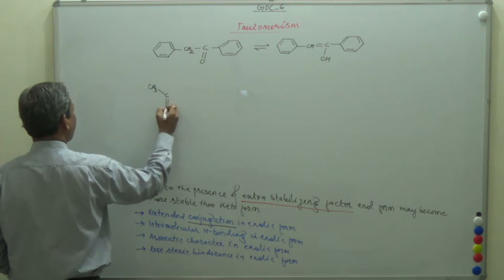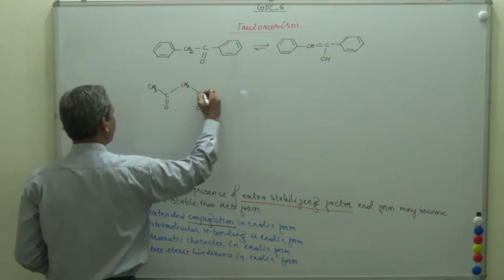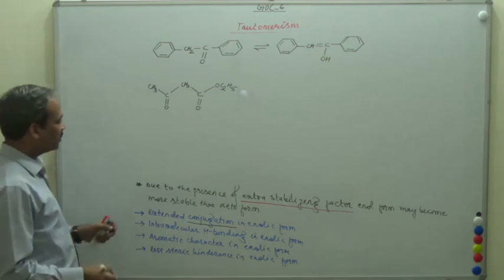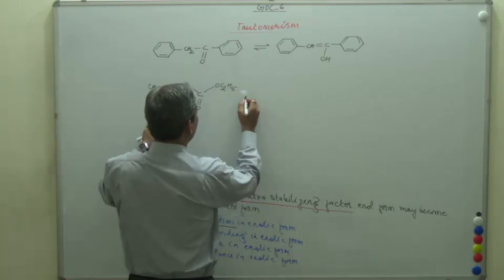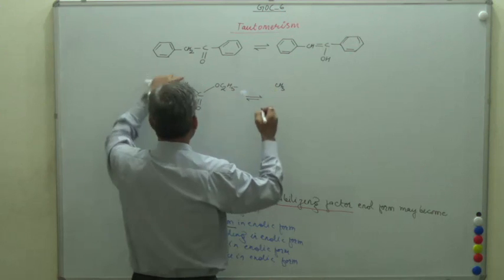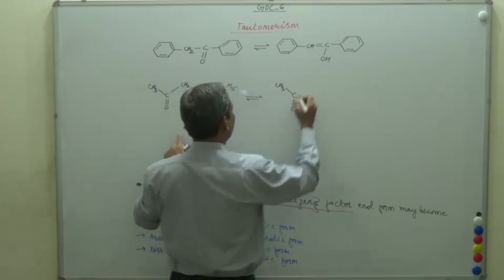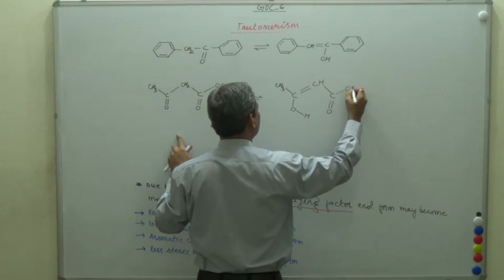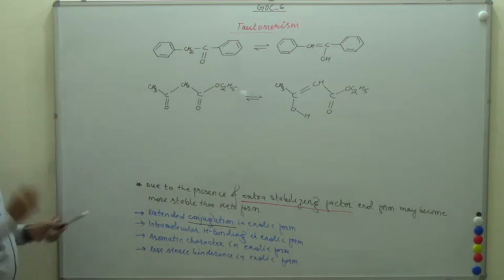Similarly, now in this compound, this hydrogen as well as this hydrogen can participate in keto-enol isomerism with this CO group. So let's say we are considering this hydrogen atom. Anyone can participate. This is the structure of the enolic form of this compound.